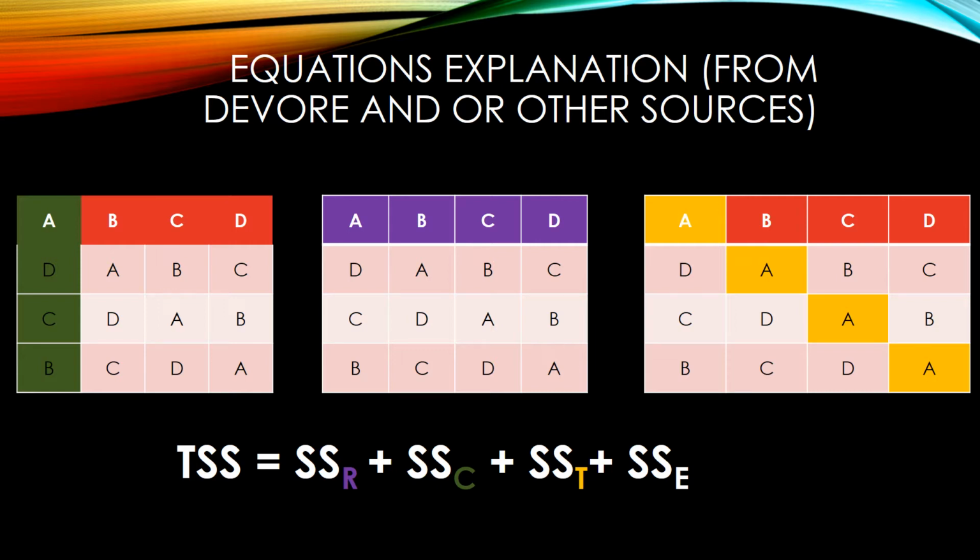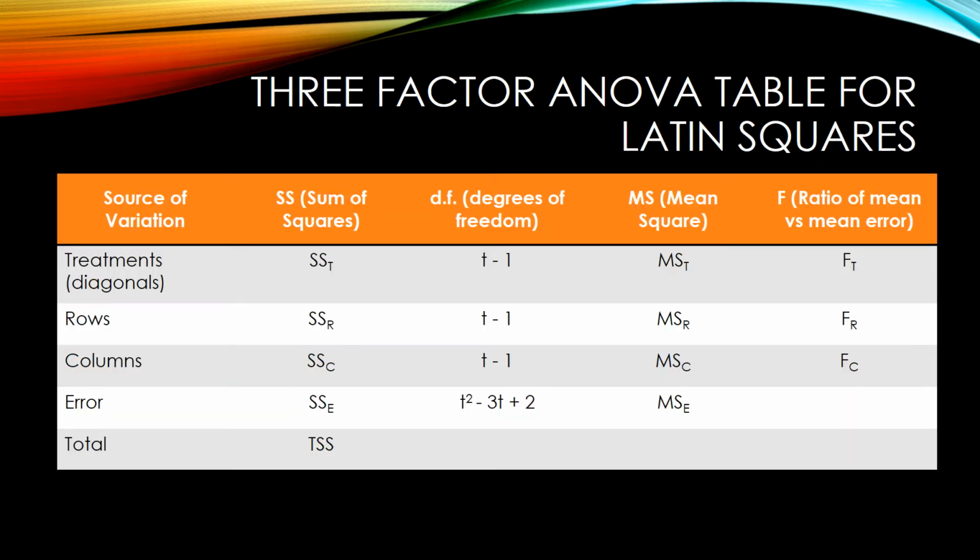To use Latin squares in ANOVA, just sum up the squares of each row, each column, and each treatment, or diagonal. The degrees of freedom would all be n minus 1. This data can then be used to make the appropriate calculations needed for the ANOVA table, other than the sources of variation being listed as rows and columns.